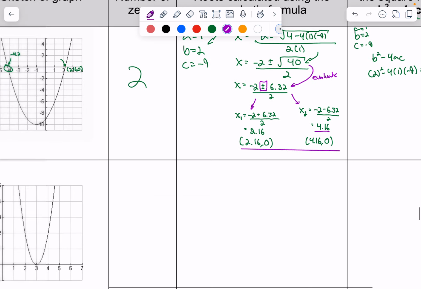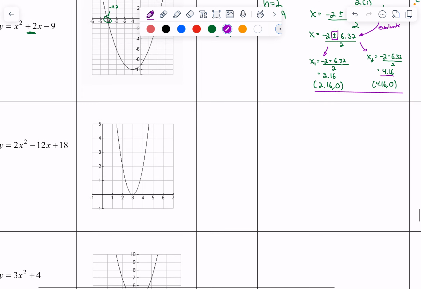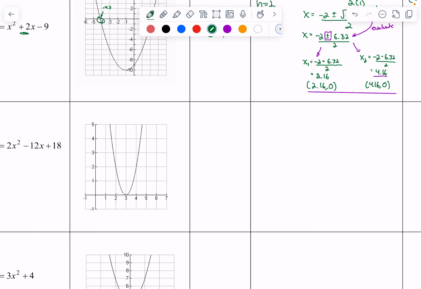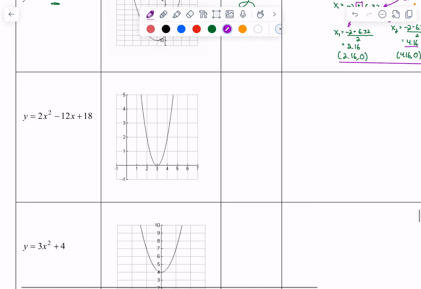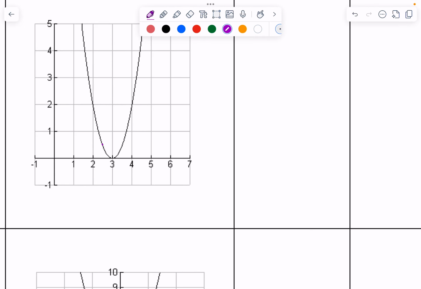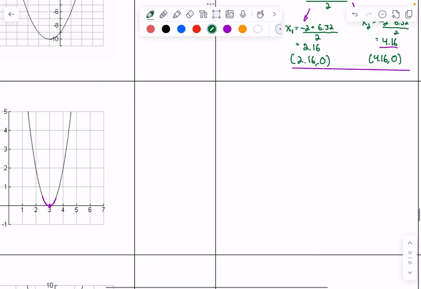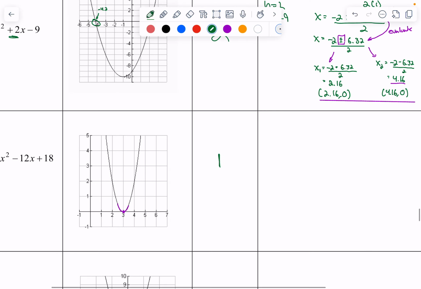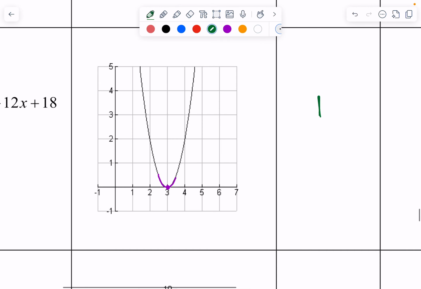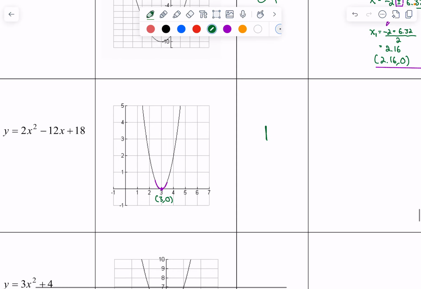Okay, let's keep going. Let's do the same process here. This one might be a little trickier, but how many zeros do we have here? Well, you can see the parabola would come down like this. You have your vertex right here, and then going up. So this one actually only has one solution. Let's calculate what that 0 is, right? And visually, we know that it's 3, 0. But let's see what the quadratic formula gives us.